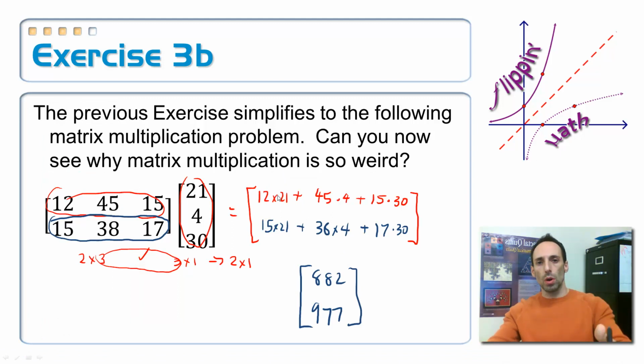This is the reason why matrix multiplication is defined the way that it is. It's from problems like this one. Okay. All right.